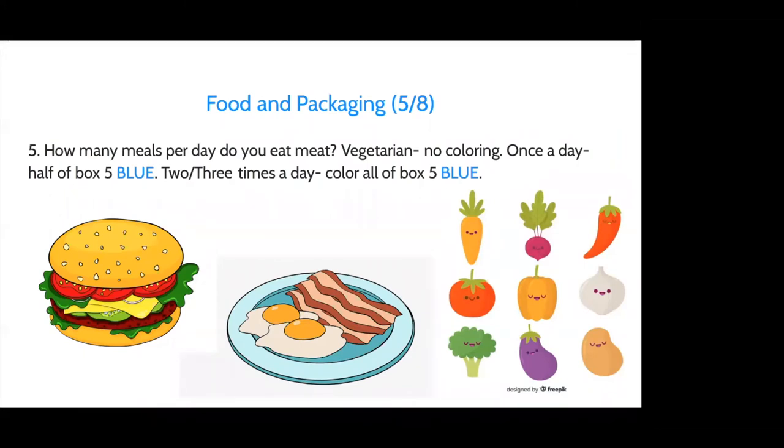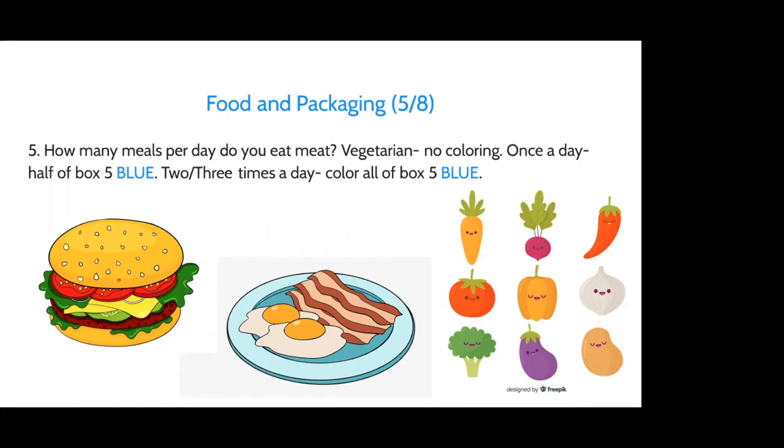Number five, how many meals per day do you eat meat? If you're a vegetarian, don't color box five at all. If you eat meat once a day, color half of box five blue. If you eat meat 2 to 3 times a day, color all of box five blue. And remember, we want honest, accurate answers.